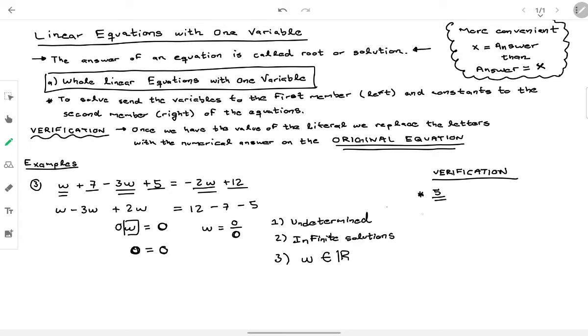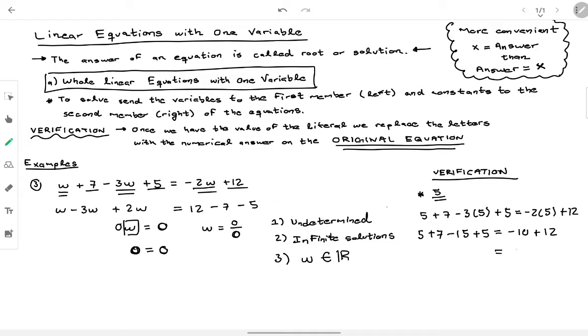So the original expression is 5 plus 7 minus 3 that multiplies 5 plus 5 equals minus 2 that multiplies 5 plus 12. Remember, the verification process must be on the original expression. If not on the original expression, it can be incorrect. So in this case, it's going to be 5 plus 7 minus 15 plus 5 equals minus 10 plus 12.